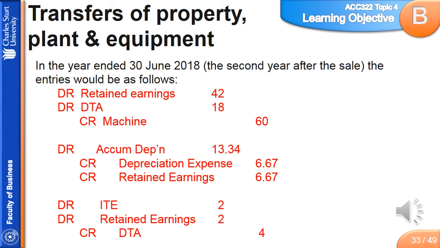So in this example it's 1, so it's just 6.67 times 1. But if it's 3 prior years, times it by 3. And then the accumulated depreciation is just the balancing entry, which is made up of both those amounts.